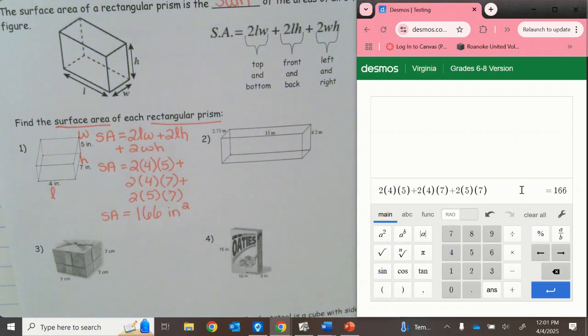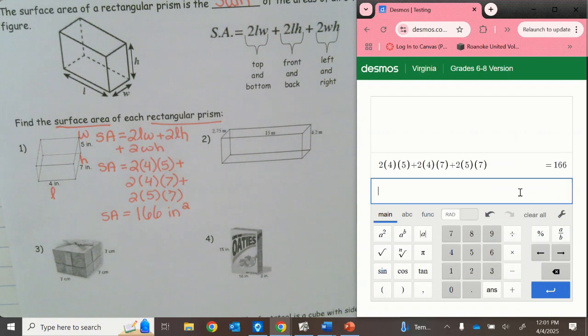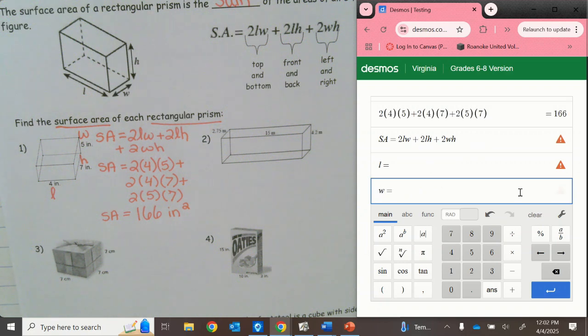The other way I could do this, and if it were me, I would probably use this second method for surface area. It was not necessarily as helpful for volume because the formula wasn't as crazy, but for surface area it is. So I can type in my formula. So I have 2LW plus 2LH plus 2WH. You would just have to tell Desmos what your length, your width, and your height are.